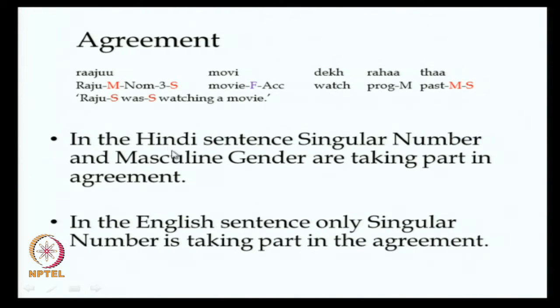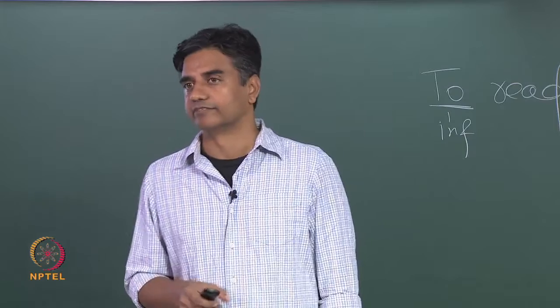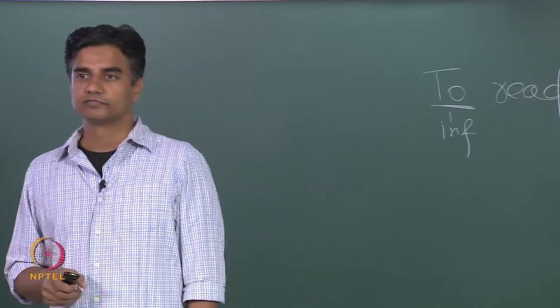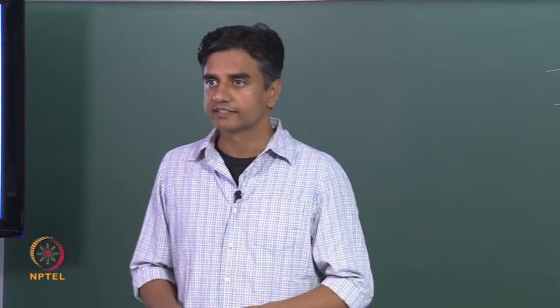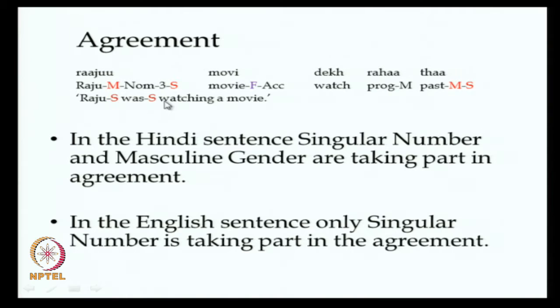in the English sentence, if you look at the meaning of this Hindi one, Raju was watching a movie. If I ask you about this English sentence, what are the features that are active in agreement? Do we understand this question? In the English sentence, Raju was watching a movie, what are the features that are active in the agreement between verb and the subject? Singular. Only singular, right?